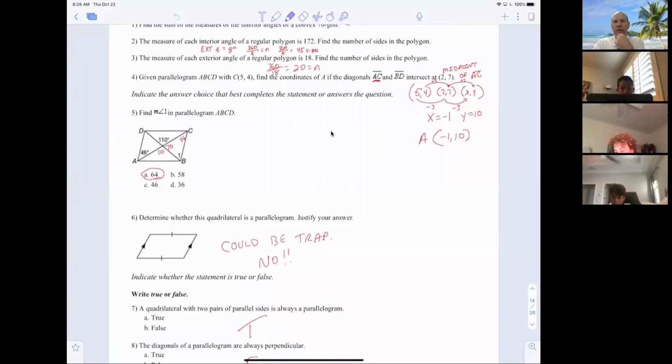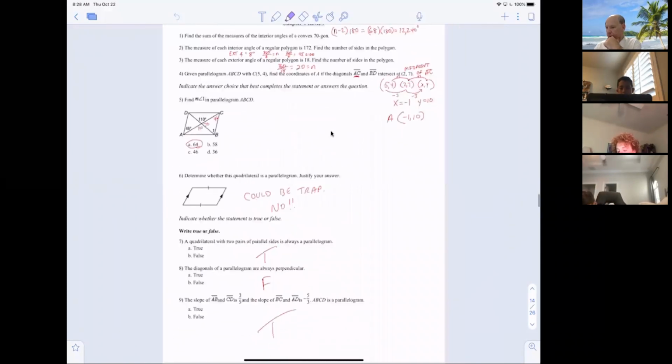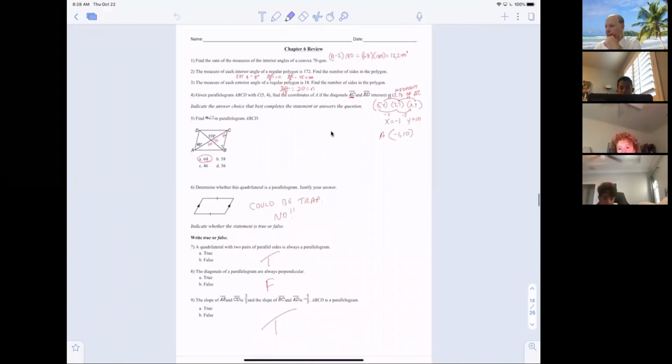All right, now I think it's better if I just hit page by page. So you guys can kind of tell me how you did. Anybody have any questions with 1 through 9?